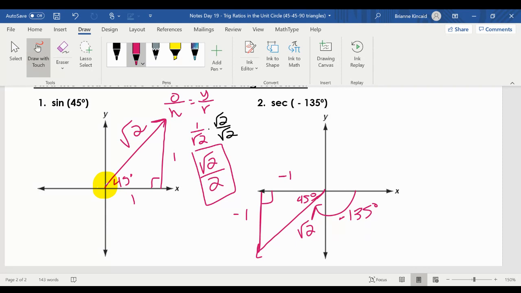Hypotenuse is never negative. It wouldn't make sense to have a radius of a negative value or to move diagonally negative. Remember, hypotenuse is always positive. So secant is the reciprocal of cosine. Cosine is the adjacent over the hypotenuse. So this is the hypotenuse over the adjacent, or r over x. Either way that you want to think about it is totally fine. This is radical 2 over negative 1, which is just negative radical 2.